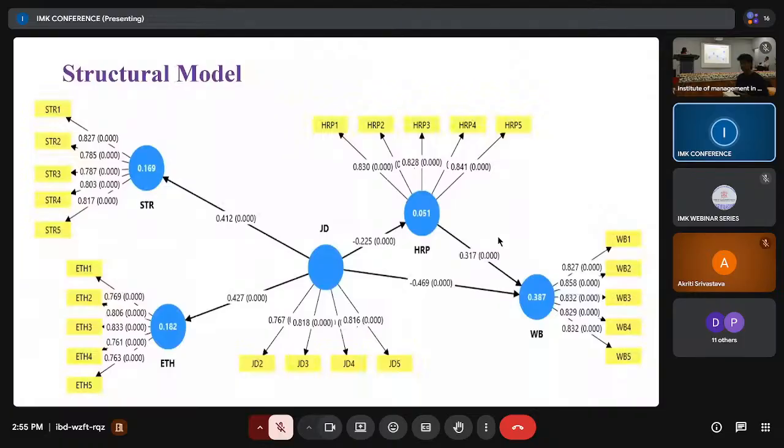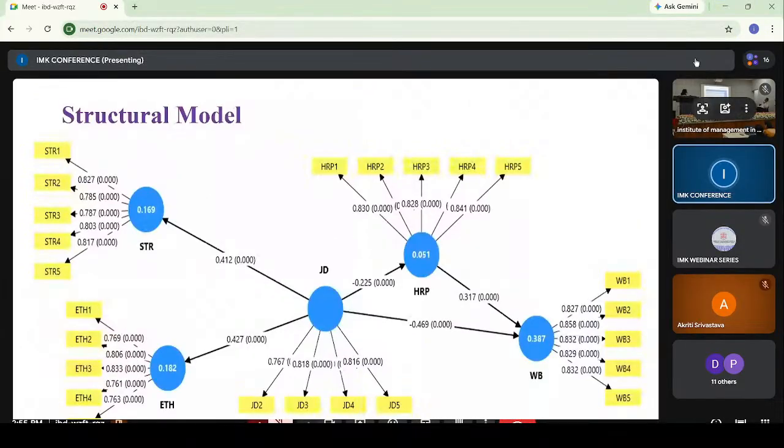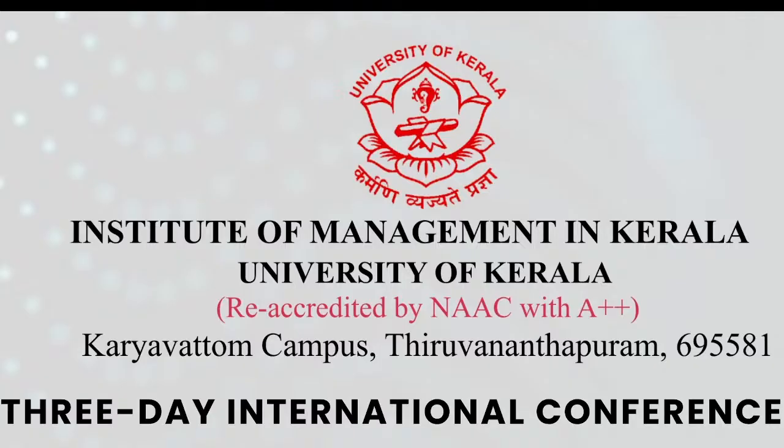This is the structural model I would like to explain here. This is all I have explained earlier. The four hypotheses are supported, and we can say that the job demands have a significant nexus between the AI-permitted food imagery and actual development.